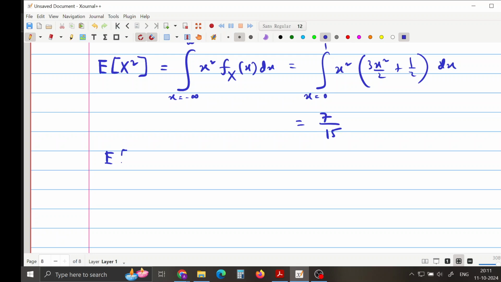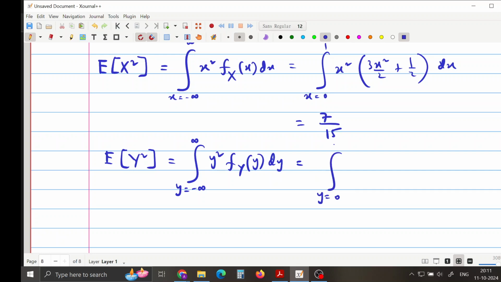Similarly, expectation of y squared is nothing but y squared times f of y dy, which is again effectively from 0 to 1, y squared times half plus y dy, and if you calculate this you will get 5 by 12.